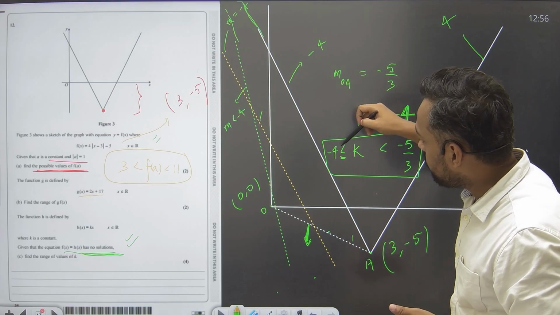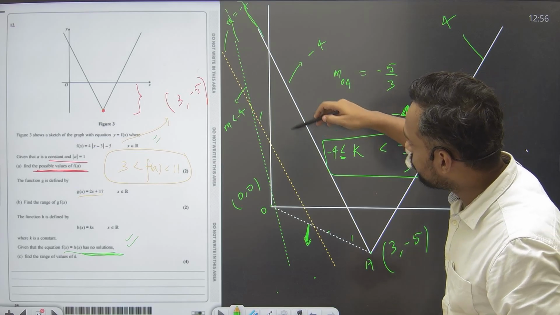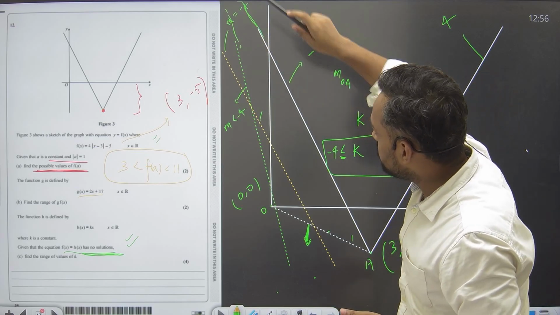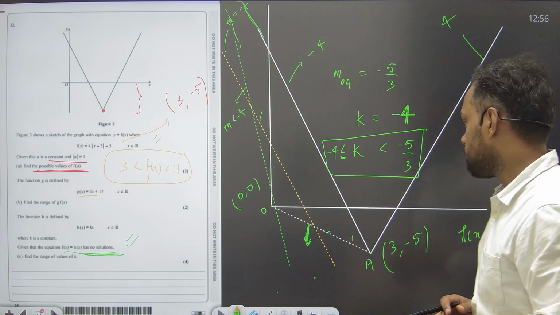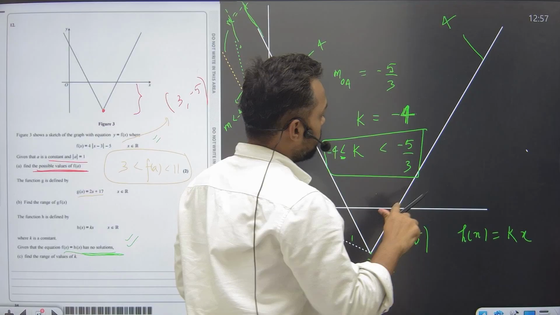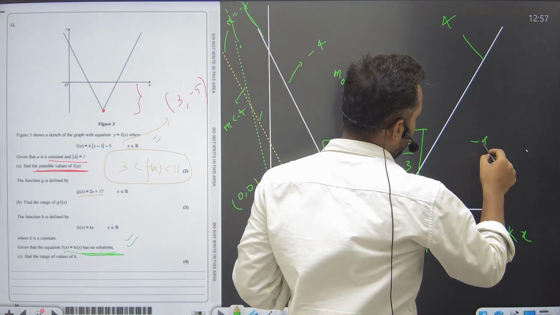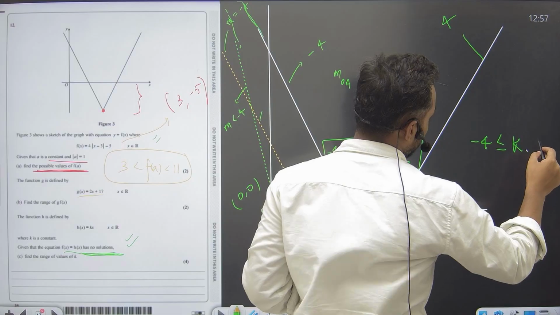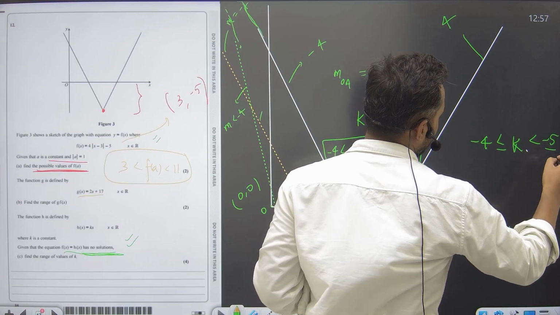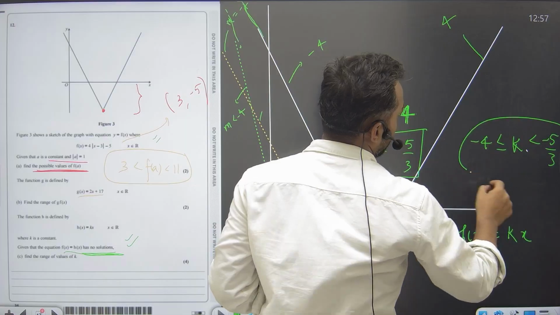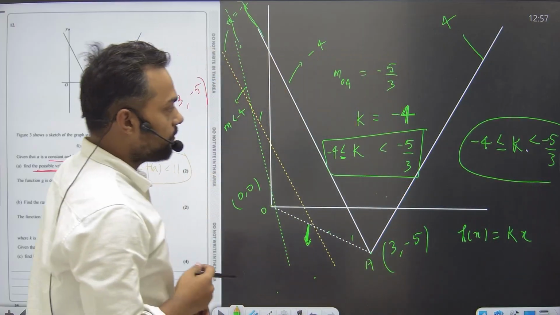And if k is less than negative 4, the graph will be like this particular line, so they will be intersecting upwards. So this is the possible range of k, students: negative of 4 less than or equal to k less than negative of 5/3. This is the range of k.